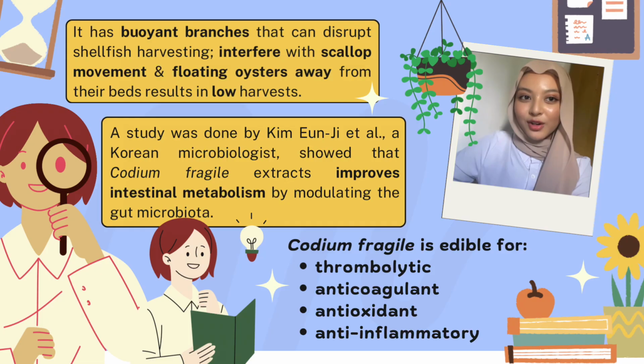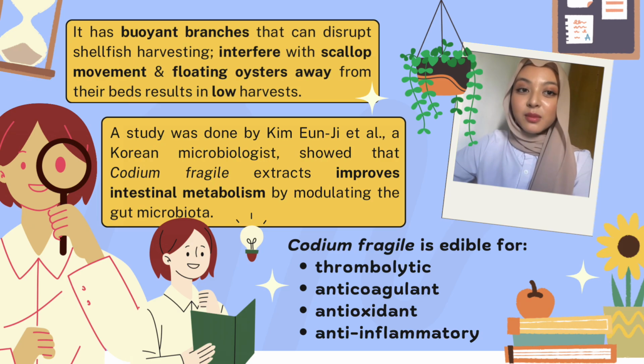Moving on to some more interesting facts about Codium fragile, it has buoyant branches. Unfortunately, this can disrupt the movement of scallops and other shellfish, like oysters. It can make oysters float away from their beds, resulting in a low number of harvests. Other than that, did you know that you can eat Codium fragile? Yes, it's actually a very common food in Japan.